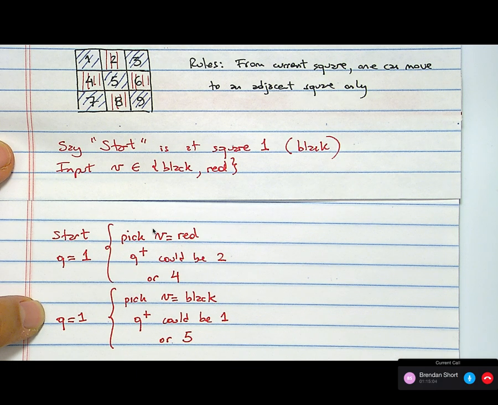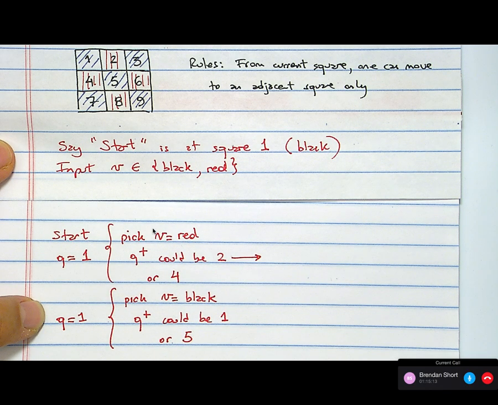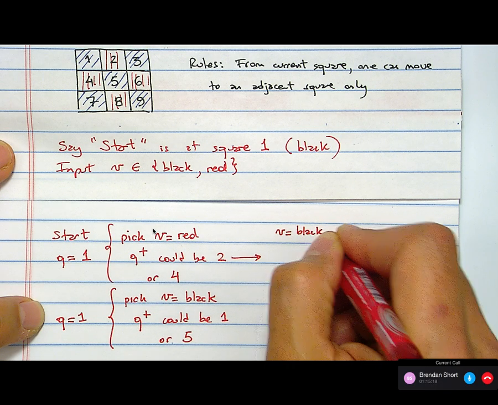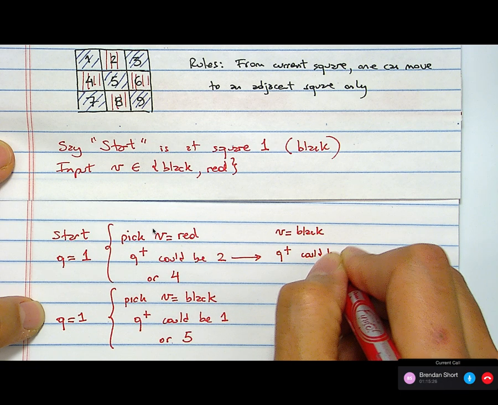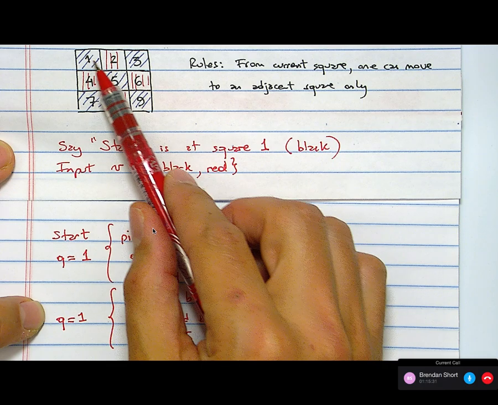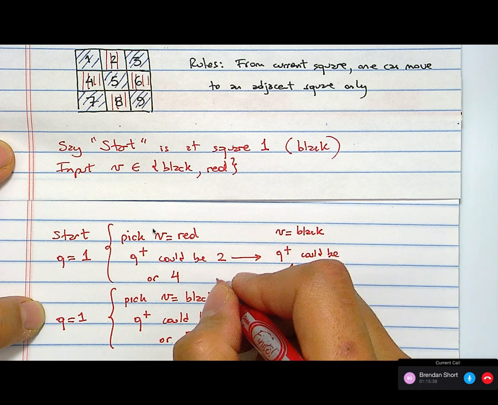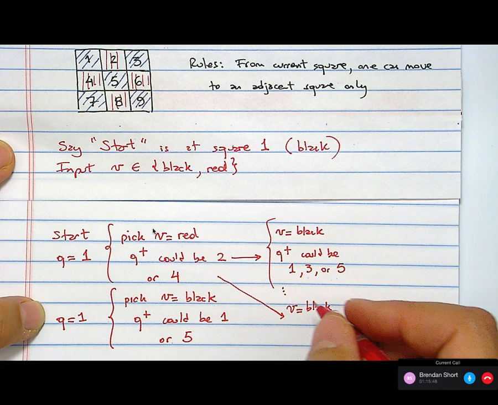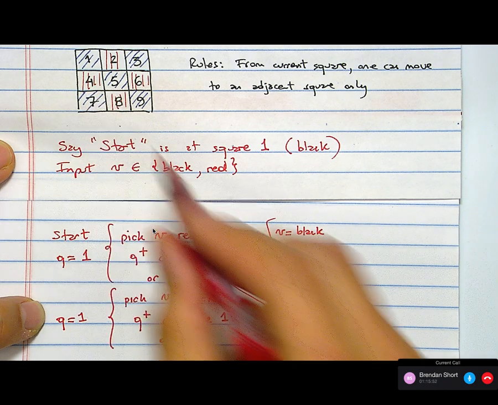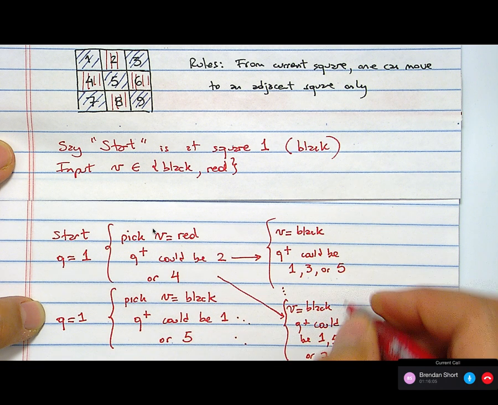Yeah? Okay. Now, suppose that you are in 2, right? So you did V red, you pick 2. Now, let's go on to this. If I pick V equal to black, I am in 2, I can go, Q plus could be, if I am in 2, 1, 3, or 5. And then if you are in 4, just 4, and I pick also black. And I have the other one there, right? If I pick red. If I'm in 4 and I pick black, Q could be 1, 5, or 7. And you can see that this branches out and this branches out.